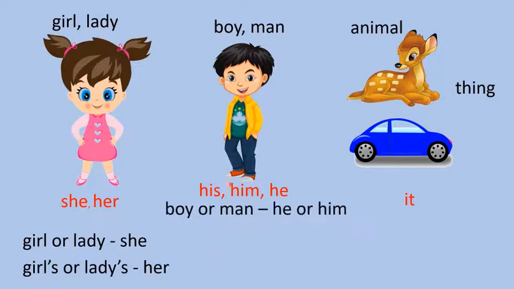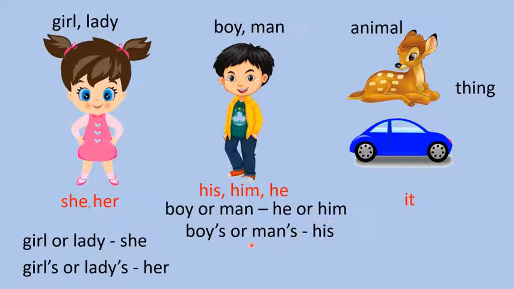Now for a masculine, for a boy or a man, the pronoun used is either he or him. But if the boy has an apostrophe like boy's or man's, then the pronoun used is his. You cannot use he or him. You have to use the pronoun his.